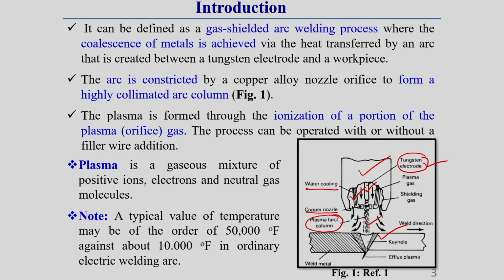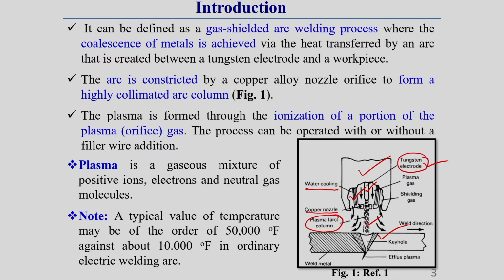That is why here we can generally get very high intensity heat, due to this constriction of the arc, because the arc is reduced in diameter by this water cooled copper nozzle. You should keep this in mind.